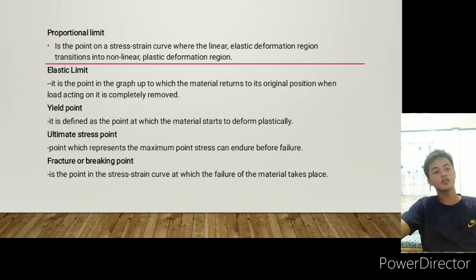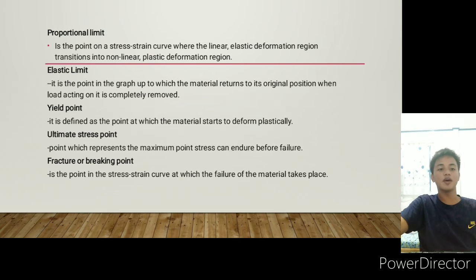The first region in the curve is the proportional limit. It is the point on a stress-strain curve where the linear elastic deformation region transitions into the nonlinear plastic deformation region. Next is the elastic limit. It is the point in the graph up to which the material returns to its original position when the load acting on it is completely removed.